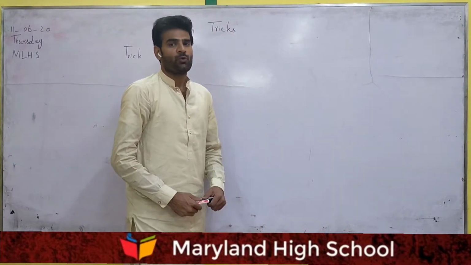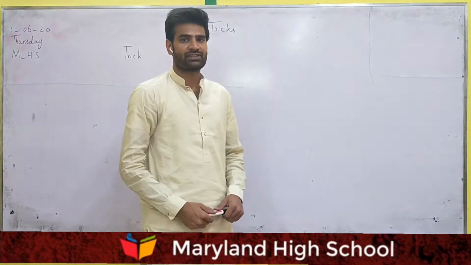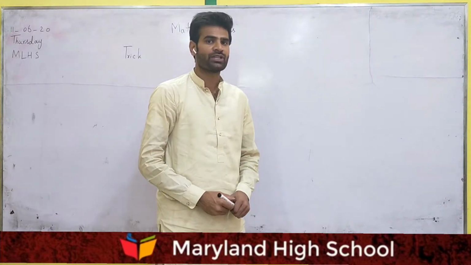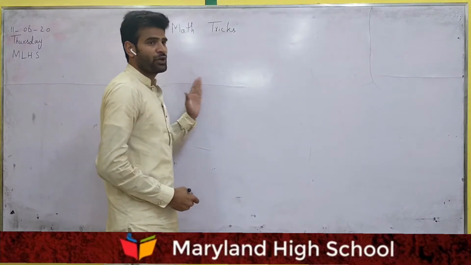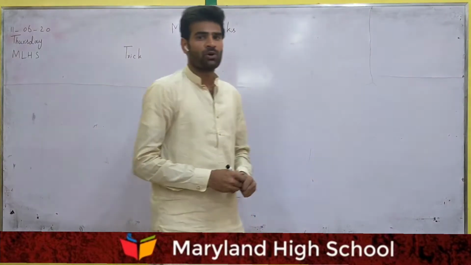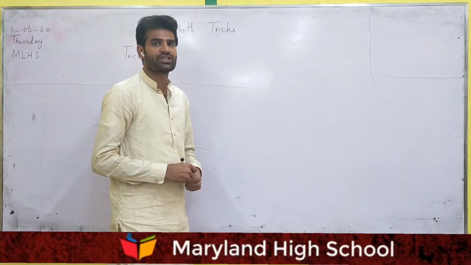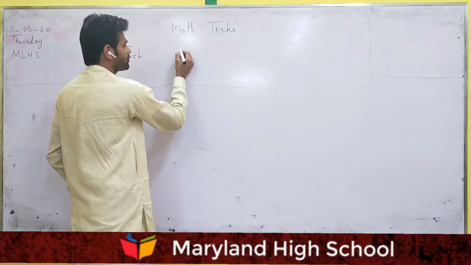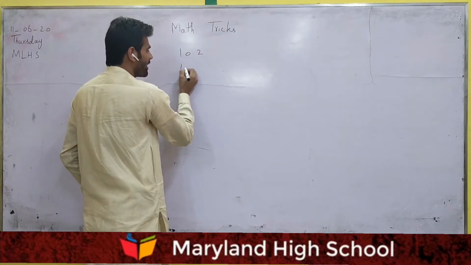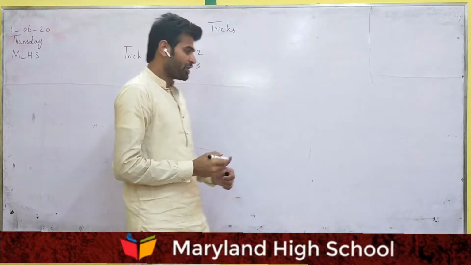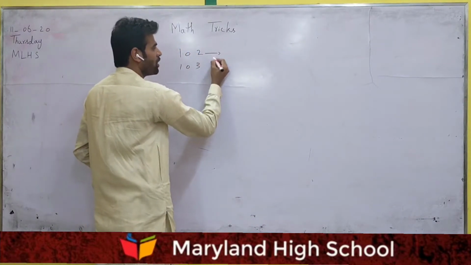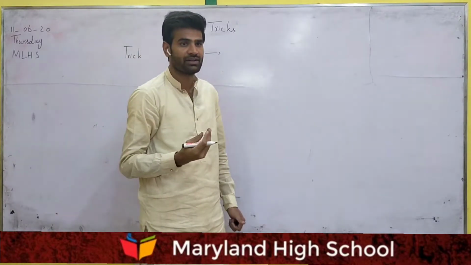Last day we discussed some tricks about scale, but today we discuss tricks about multiplication. The first trick is for two numbers near to 100. Let me take two numbers, 102 and 103. These numbers are near to 100, so we use a trick. How much more than 100 is each?